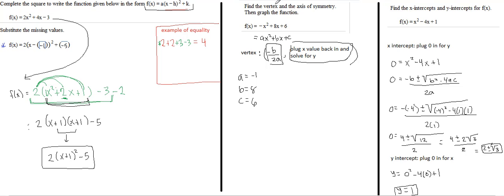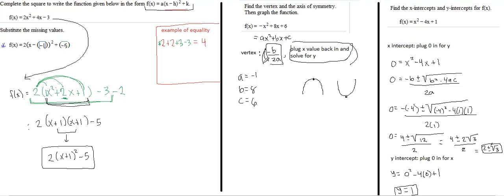Okay, the second one is to find the vertex and the axis of symmetry. The graphs of all quadratic equations are going to look like parabolas. The parabola could be turned upside down or right side up. The vertex is the point where it changes directions. Since the vertex is a point, it has an ordered pair, and every ordered pair has two coordinates, an x coordinate and a y coordinate.